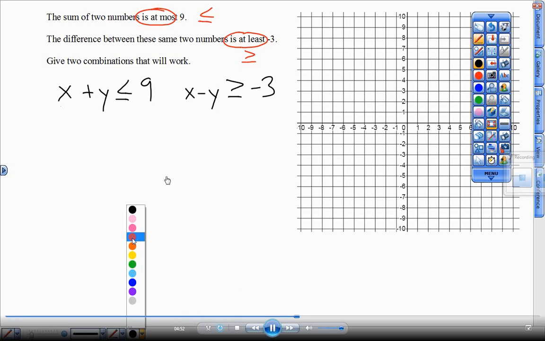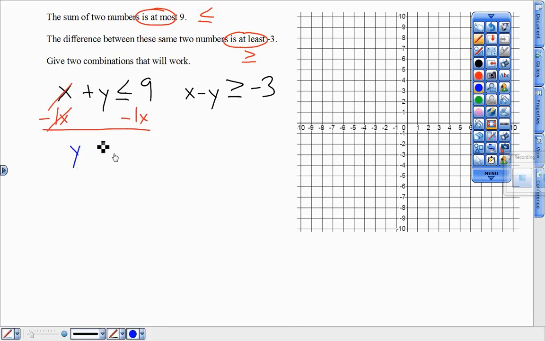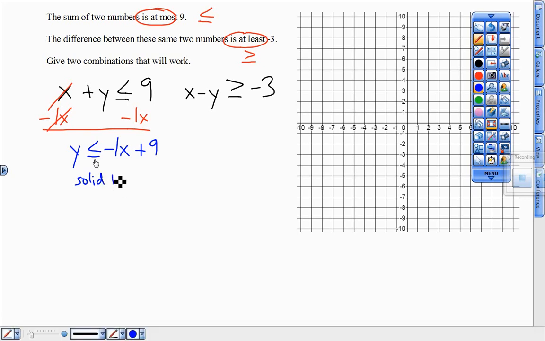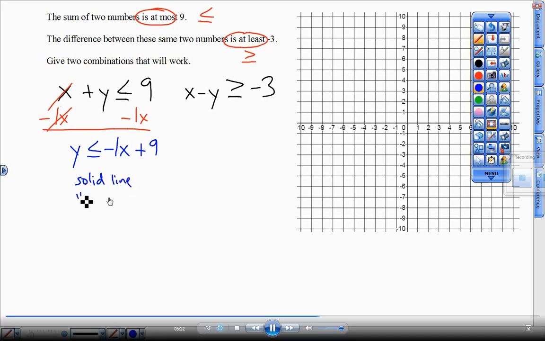So to solve these for y, to get them ready to graph, subtract 1x from both sides, bring this y down, and that gives me y less than or equal to -1x plus 9. The inequality tells me what the line looks like: solid. It is less than, so I'm going to shade below this blue line. Less than means shade below.